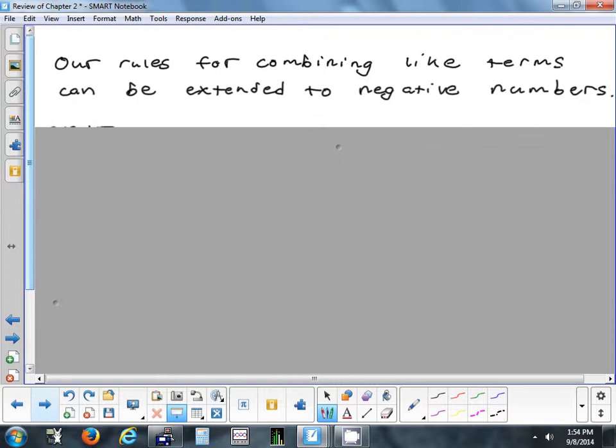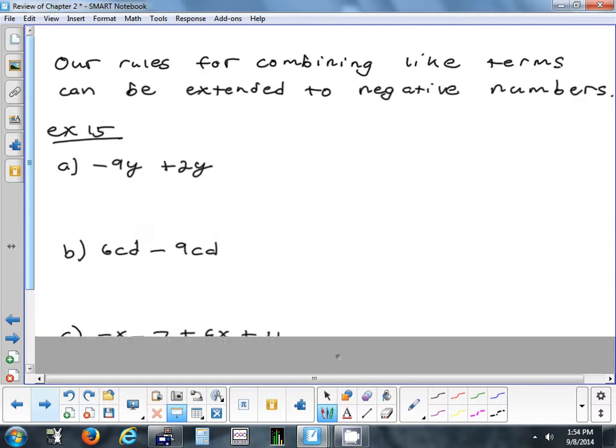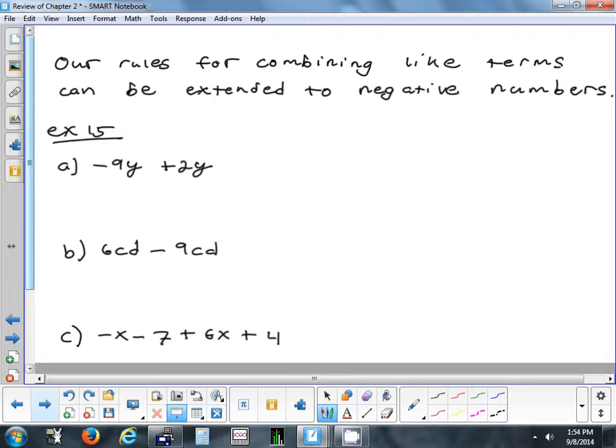The next thing we're going to look at is combining like terms. You guys have already done this. We taught you what like terms are. Just going to try it with negatives. So try these 3 examples on your own. All we want you to do is combine like terms.